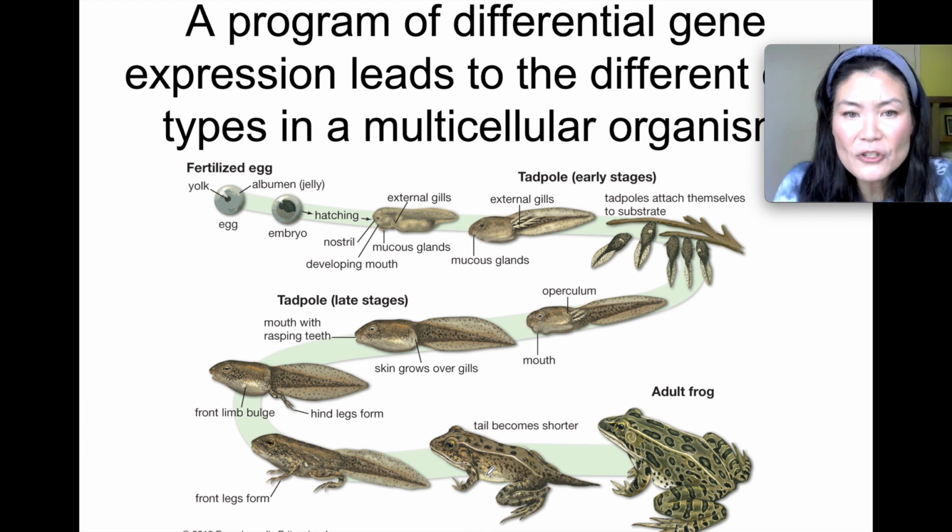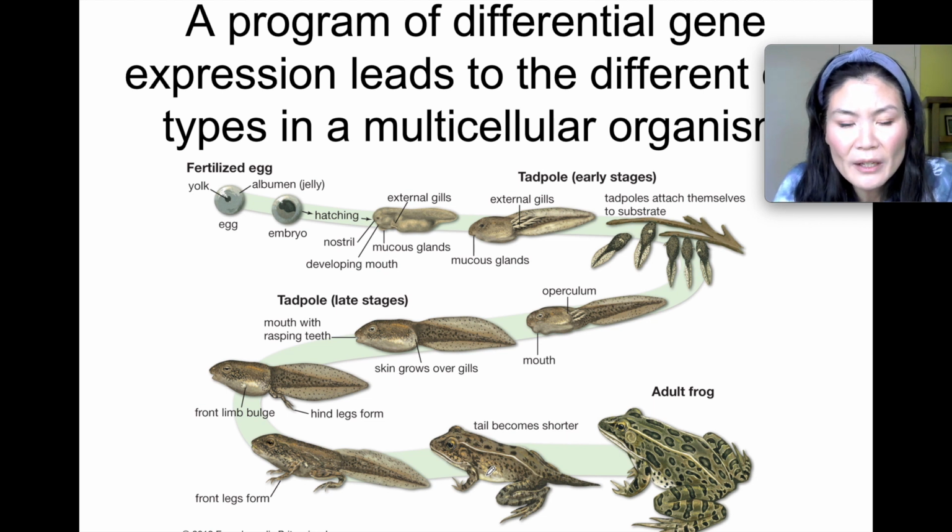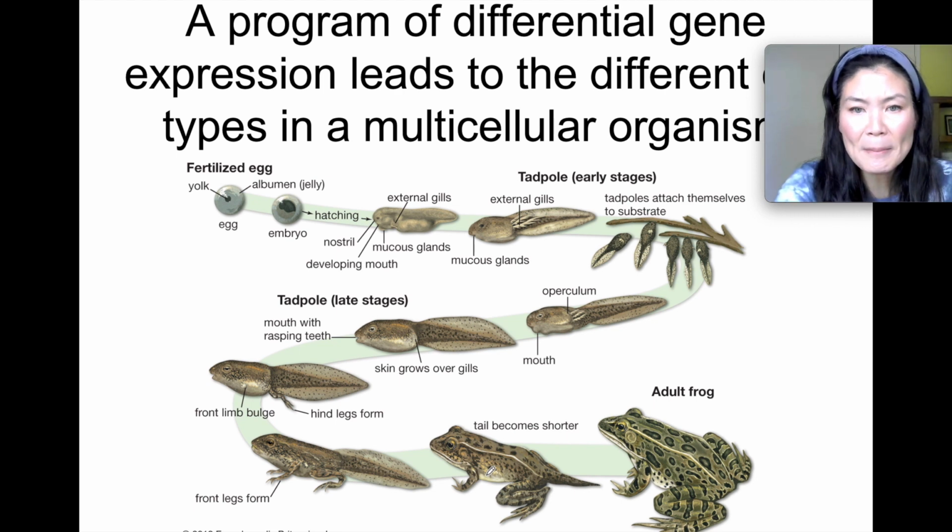Okay, and then the last section of our chapter in the textbook is about, besides turning on or off genes, how are organisms programmed for differential gene expression? So here we have the metamorphosis of a frog, right? It's going from a fertilized egg, which is a single cell, to an embryo, to a tadpole, to a froglet, okay? And then it becomes a frog. So how does that all happen?